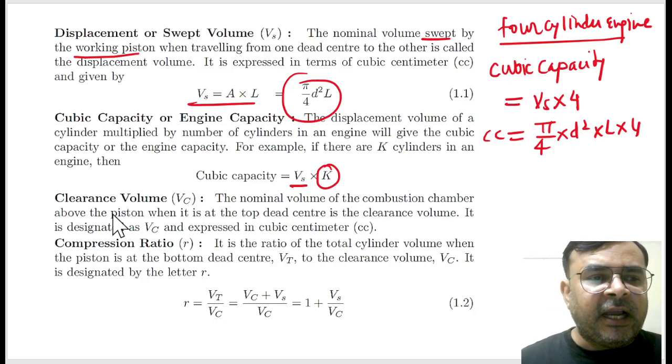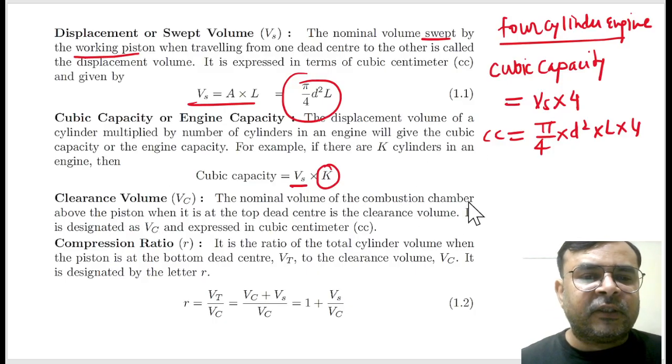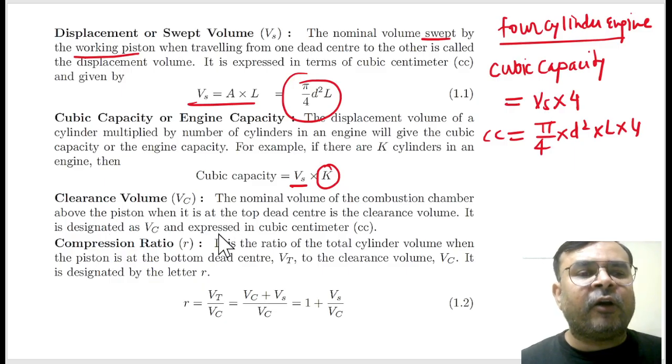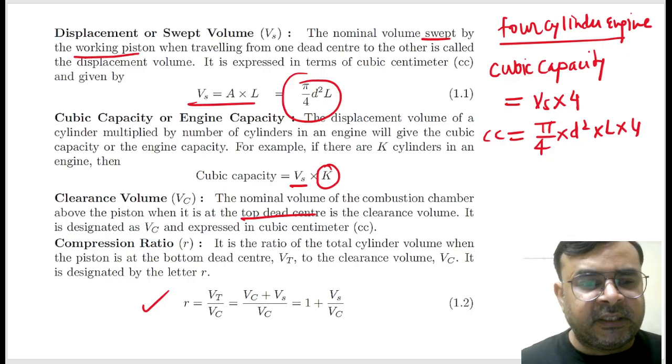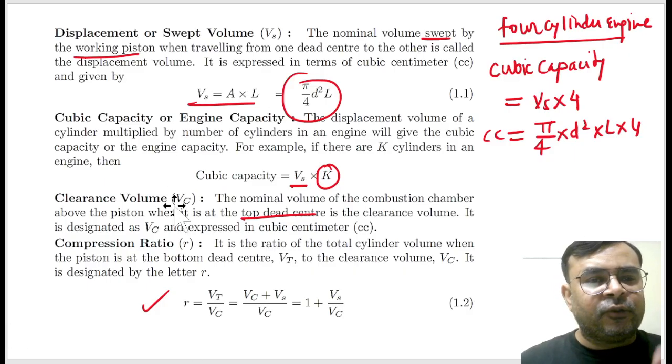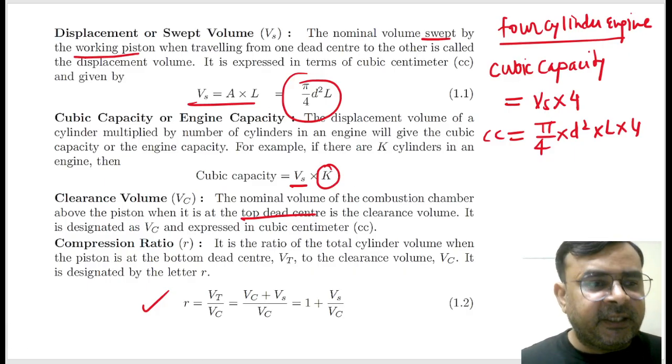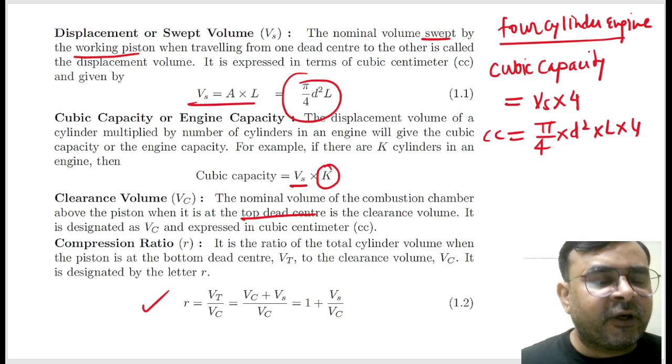And clearance volume: the nominal volume of the combustion chamber above the piston, or above the top dead center, is called clearance volume. And this is the compression ratio, total volume upon clearance volume. So every definition is written here, and I explained what the terminologies are.